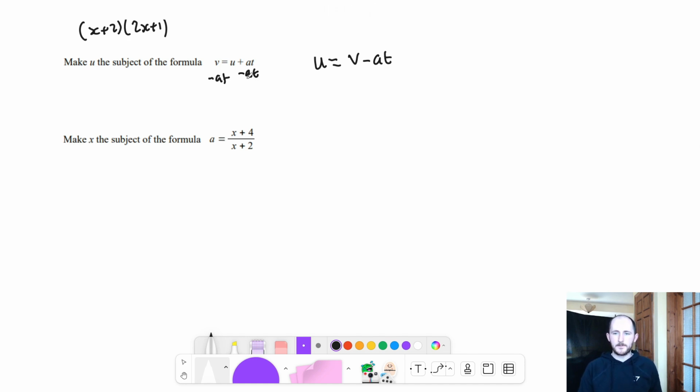That's it. Now, we also have making x the subject of the formula, and if you notice there's two x's, which immediately sets people into a panic. So I'm going to show you what you need to do there.